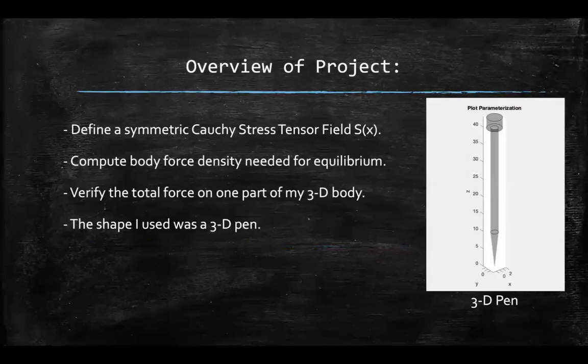So for this week's project, I have to define a symmetric Cauchy stress tensor field. I also have to compute the body force density needed for equilibrium, and verify the total force on one part of my 3D body. The shape I used was a 3D pen, and on the right-hand side, this shows what it would look like if I were to output it in MATLAB.